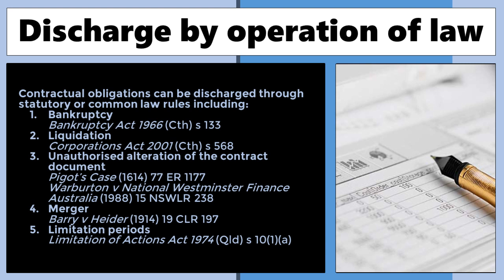Finally, the really important one though is limitation period. So you get 6 years from the right to sue arising in contract and in tort. So those things can discharge contractual obligations.